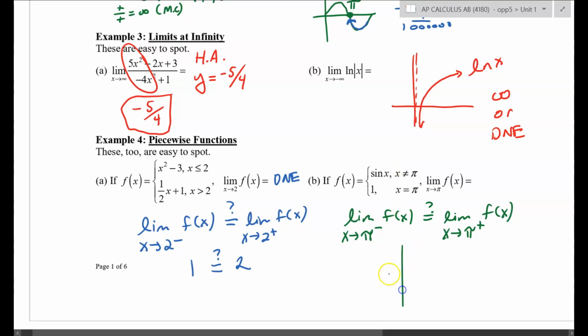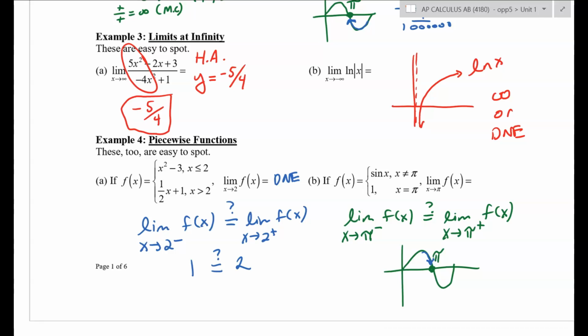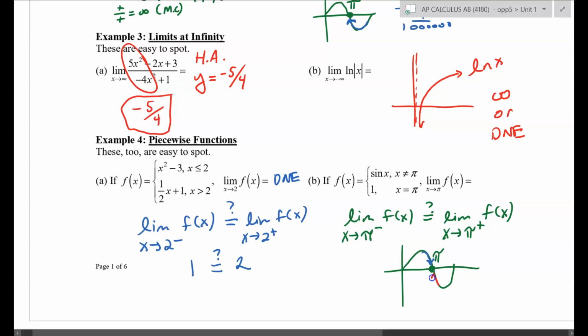So let's take a look at sine. We all know that sine looks like this, and this is our value of pi. Let me ask you this: if I approach from the left, what value of y am I nearing? 0. If I approach from the right, what value of y am I approaching? 0. So the limit from the left is 0 and the limit from the right is 0. So the limit of this function at pi is 0 because they're the same. Cool?